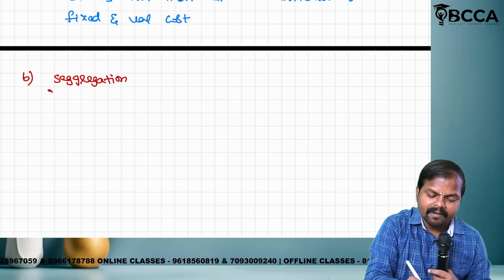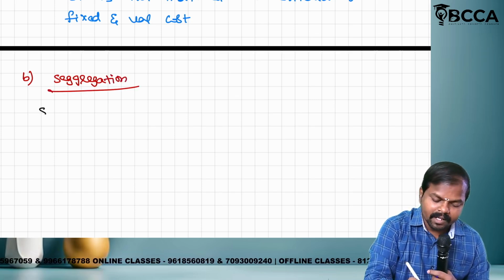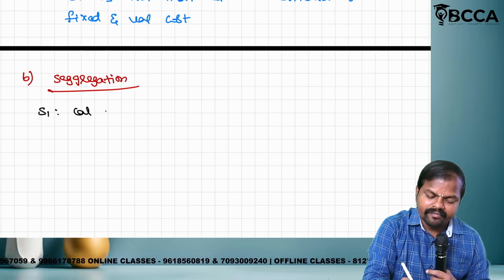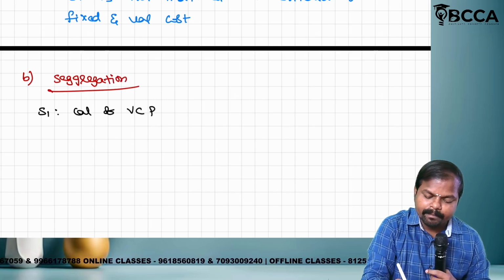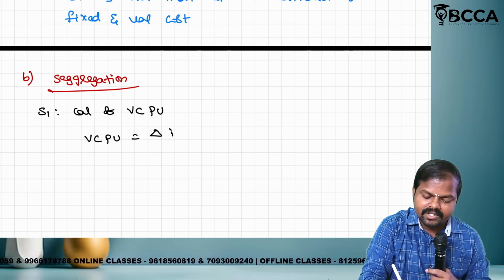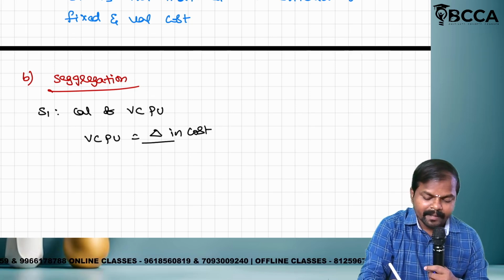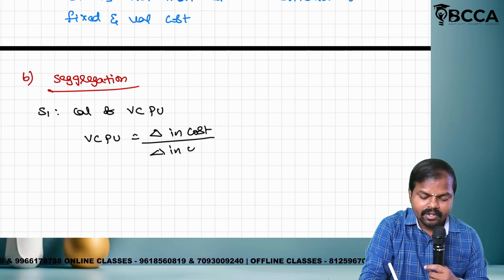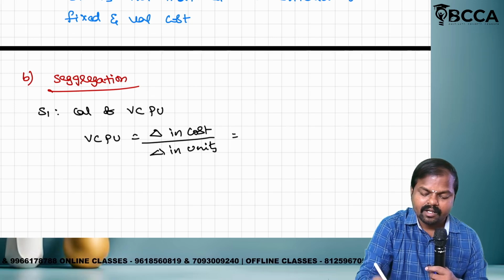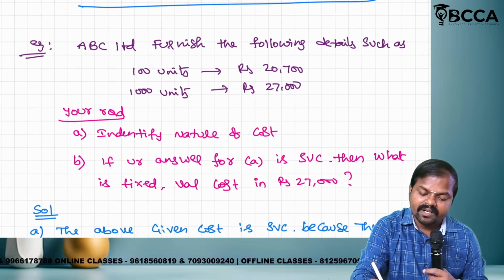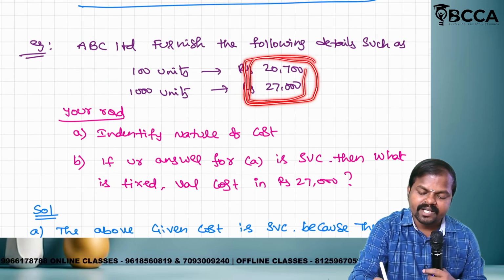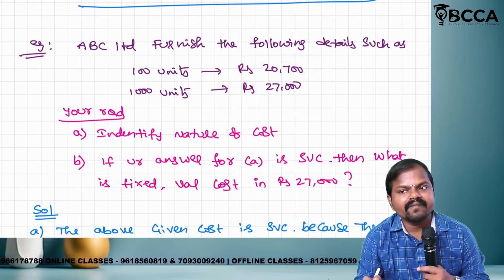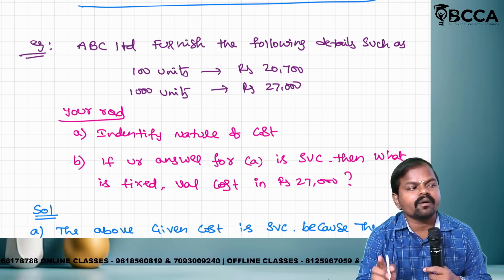What is step number 1? Calculation of variable cost per unit. What is the variable cost per unit formula? Change in cost divided by change in units. Correct? What is the change in cost? What is the difference? Please take the calculator. 27,000 minus 20,700.